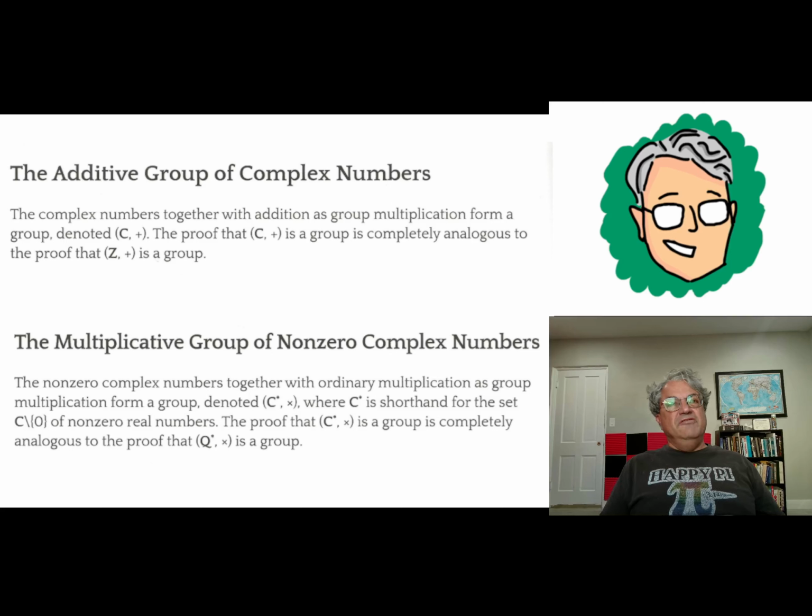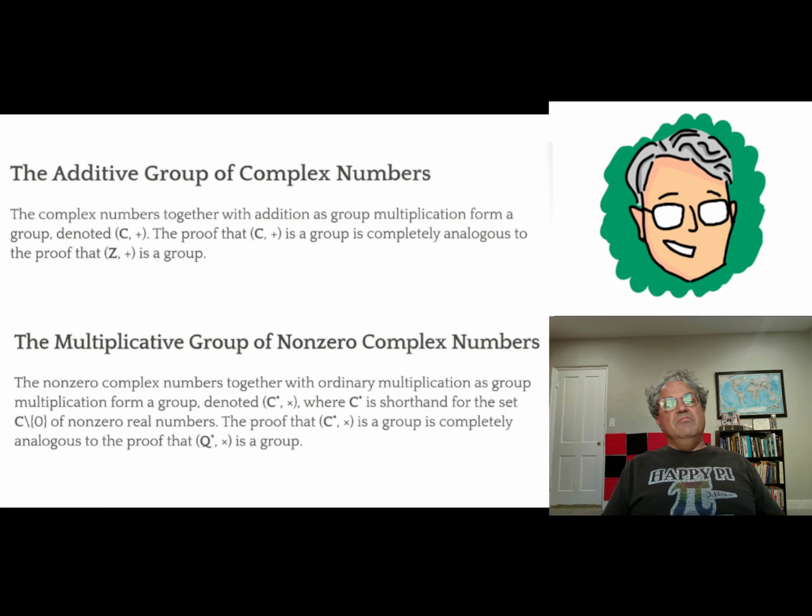And what about inverse? Well, once again, the additive inverse of a plus bi is minus a minus bi, because you're adding the respective real and imaginary parts. Minus a plus a gives you 0. Minus b plus b gives you 0. So if you add those two, you get 0. So that proves that the complex numbers form an additive group.